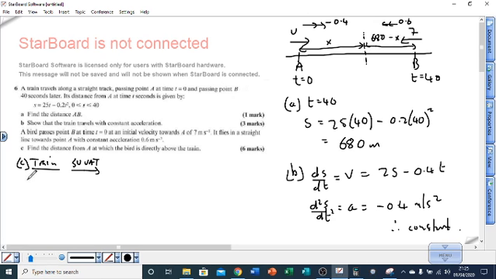So we've got u for the train. We don't know what that is yet, but at t equals 0 I can use this equation here, and v is simply equal to 25. So the initial u in the positive sense, going to the right, is 25. And my acceleration going to the right is negative 0.4.